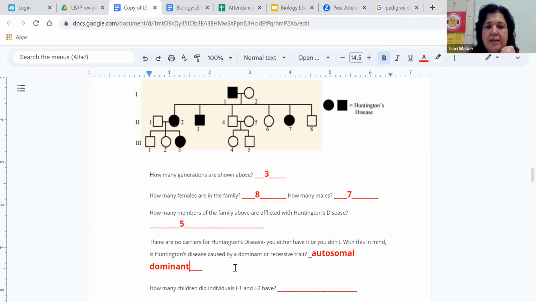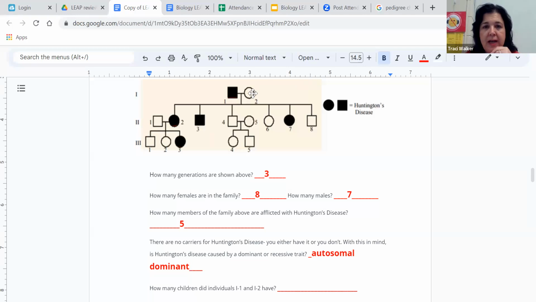Okay, the next question says, how many children did individual 1,1 and 1,2 have? So the Roman numeral 1 means that it's in this row, generation 1. And then it says 1,1 and 1,2. So this is generation 1, and this is person 1,1, and this is person 1,2.